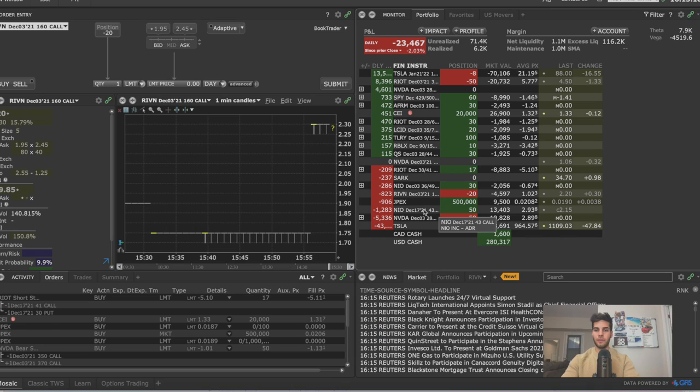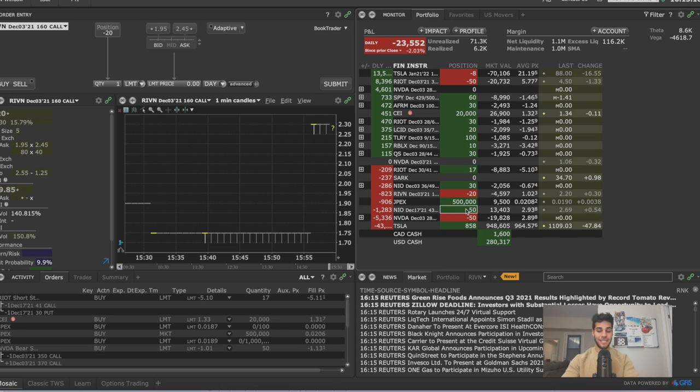I'll cut the loss if I see NEO break 40 and go into the 39s again, or I'll cut the loss if these call contracts are down 50%.